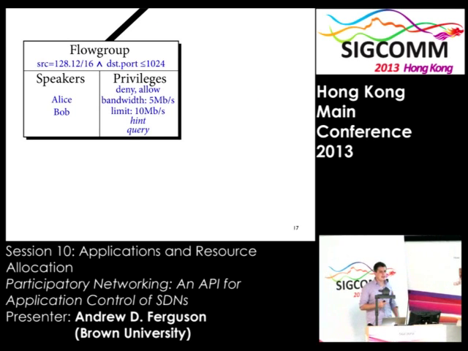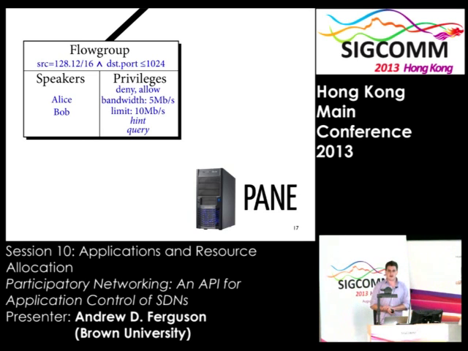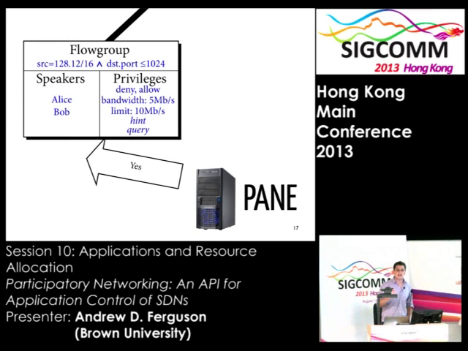The share tree only sets the static context for configuring the network. The actual configuration is performed by the requests and hints, which come dynamically to the Pane controller. For example, requests describe an action the principal would like to perform on a flow group during the given time interval. This one is to reserve 2 megabits of bandwidth over the next 5 minutes. After evaluating the request, the Pane controller returns an immediate response indicating an accept or reject.